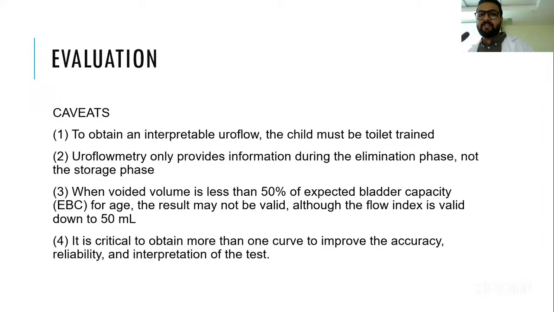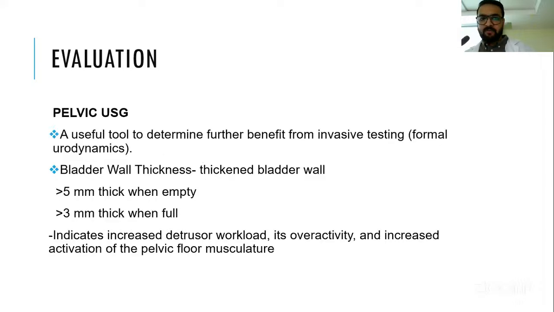Then some caveats. To obtain an interruptible flow, the child must be toilet trained, and uroflowmetry only provides the information during the elimination phase, not the storage phase. When the voided volume is less than 50% of the expected capacity, the results are usually not valid, and it is important to obtain more than one curve.